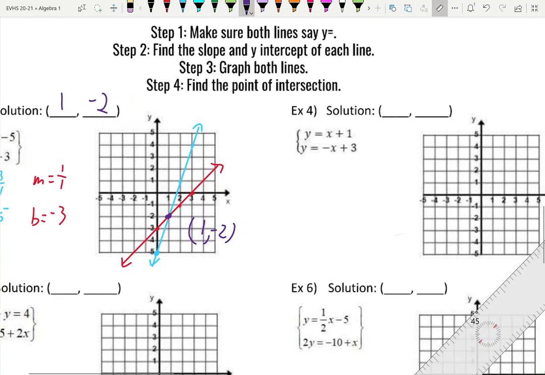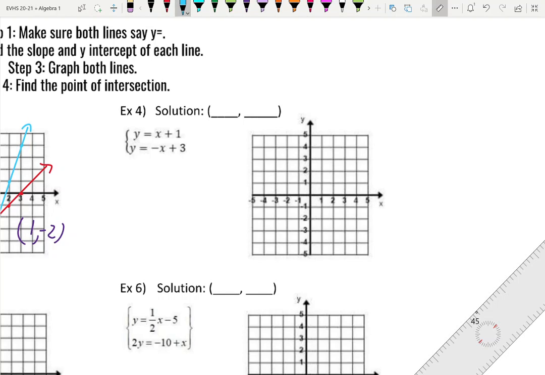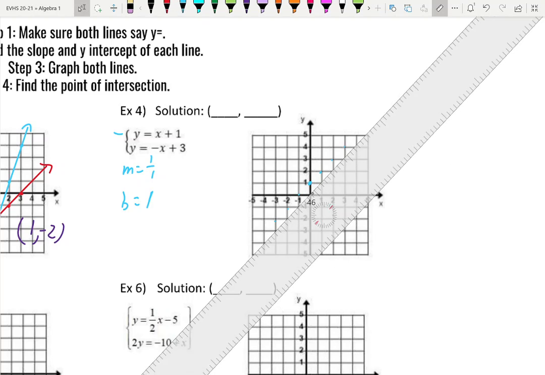Okay, let's jump over to example 4. Again, top line is going to be blue. So my slope is 1 over 1. My y-intercept is 1. So I jump up to 1, rise 1, run 1, and draw the line.